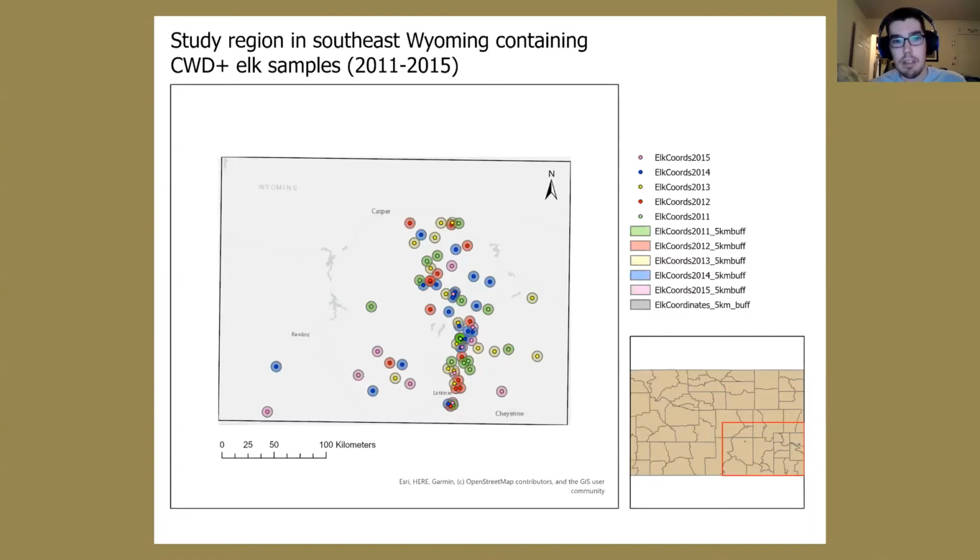And I did a nice little color coding thing to show which elk coordinates correspond to which year they were submitted and confirmed to be chronic wasting disease positive. So even though they're separated out here, for the purposes of the study down the road, I just treated everything as one lumped data set. So I didn't do any temporal analysis or split them by year for anything other than data visualization purposes.